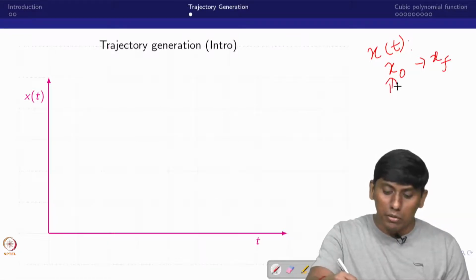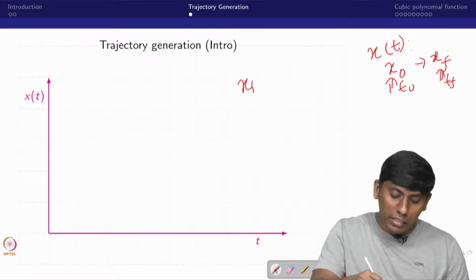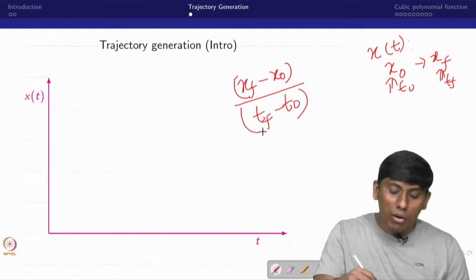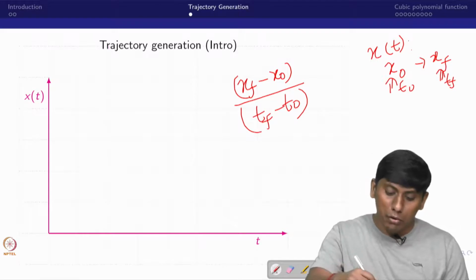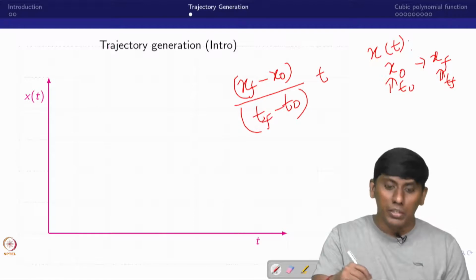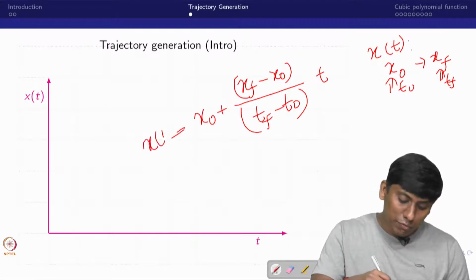So this is corresponding to t0 and this is corresponding to tf. So what would be the easiest one? We will say xf minus x0 over tf minus t0. This I call the slope, in the sense of linear interpolation. Then I will take it as a function of time, so this would be x naught plus this, which is x of t.